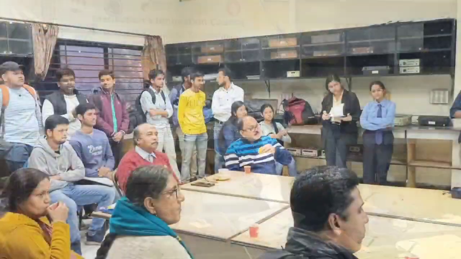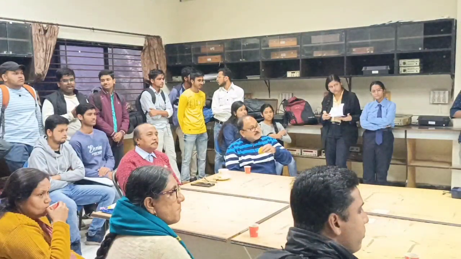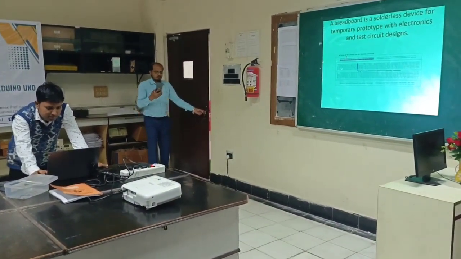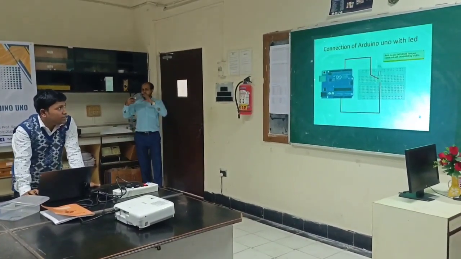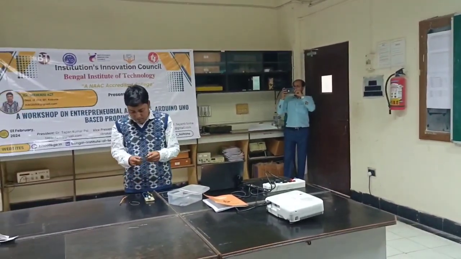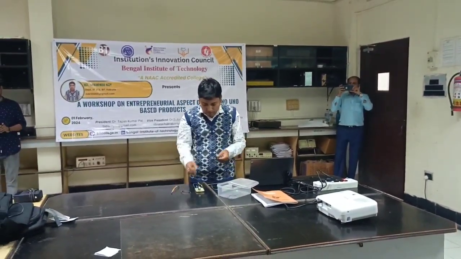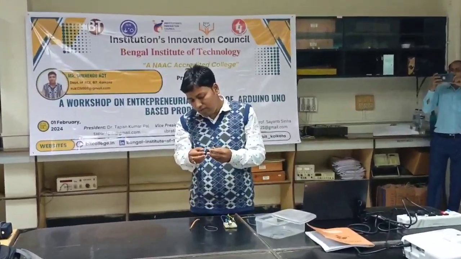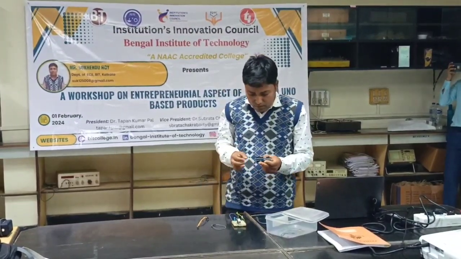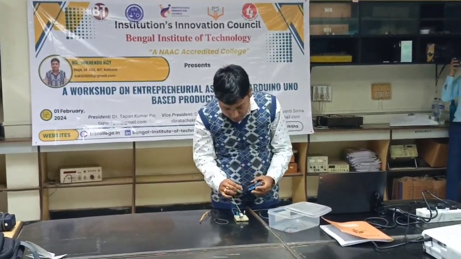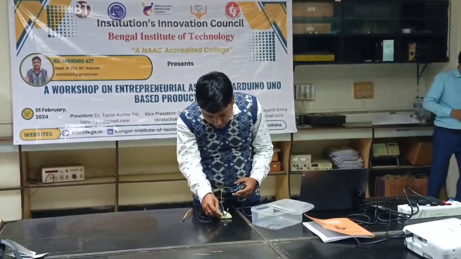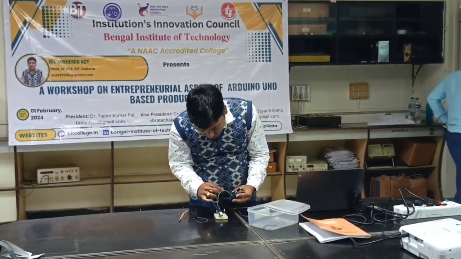This is a program with electronics and circuit design. Connection of Arduino Uno with LED. This is Arduino Uno. The digital pins are 0 to 13. This is the 14th digital pin. So you can select any digital pin. I am using digital pin 9, and the ground pin is connected to the Arduino Uno ground pin.